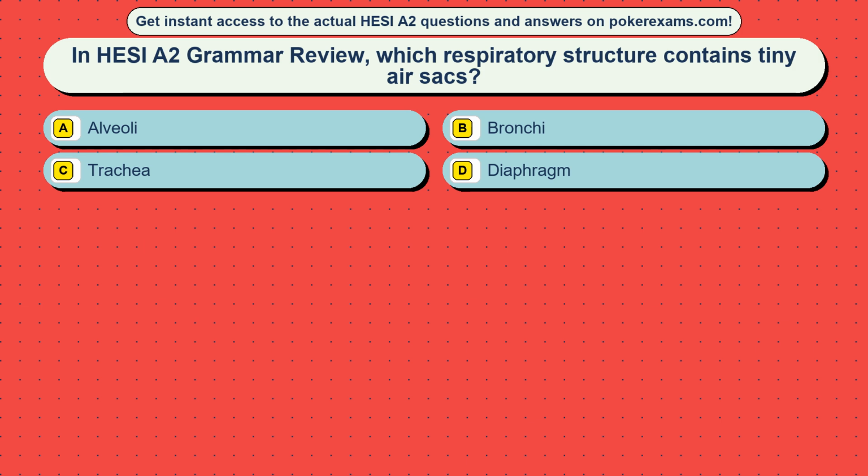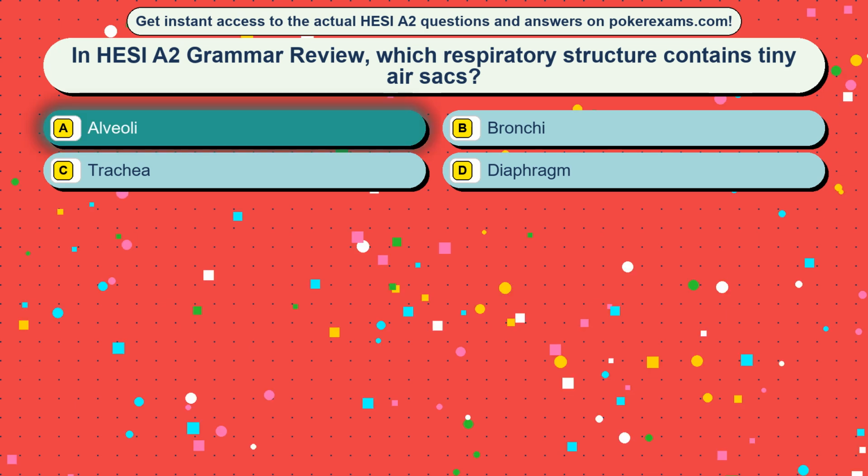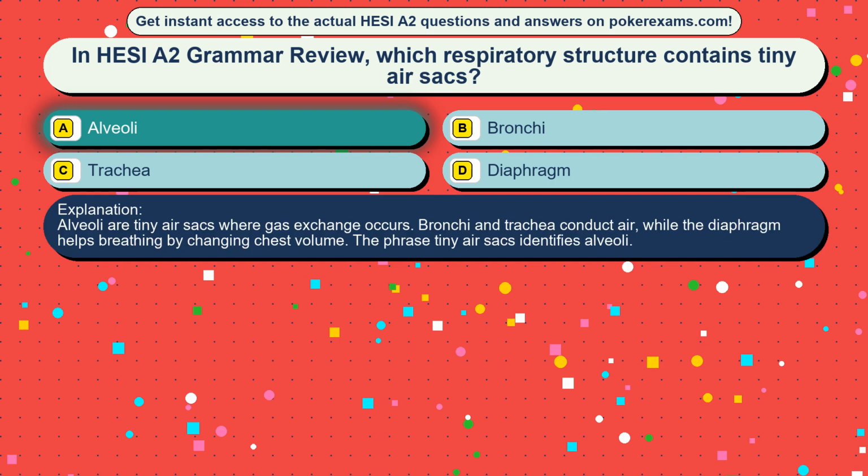Option A, alveoli. Option B, bronchi. Option C, trachea. Option D, diaphragm. The correct answer is option A, alveoli. Alveoli are tiny air sacs where gas exchange occurs. Bronchi and trachea conduct air, while the diaphragm helps breathing by changing chest volume. The phrase tiny air sacs identifies alveoli.